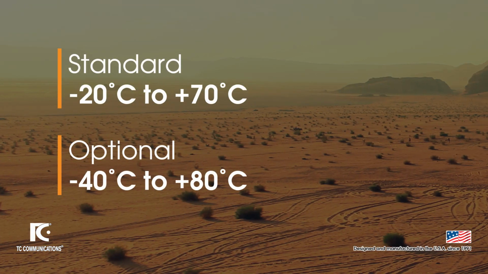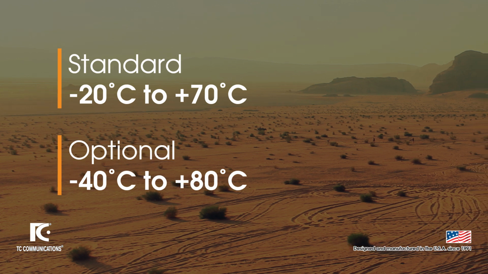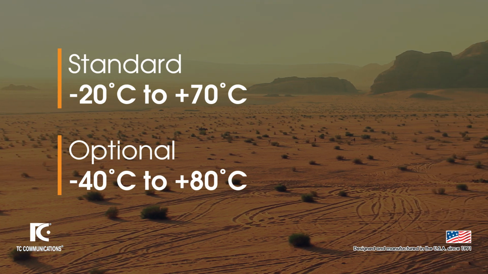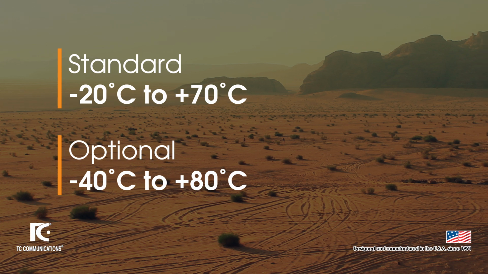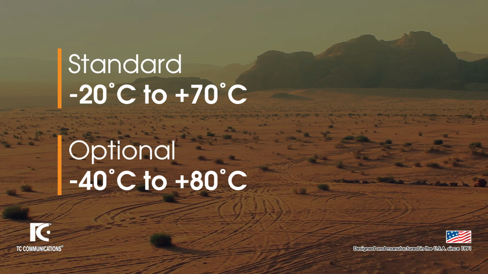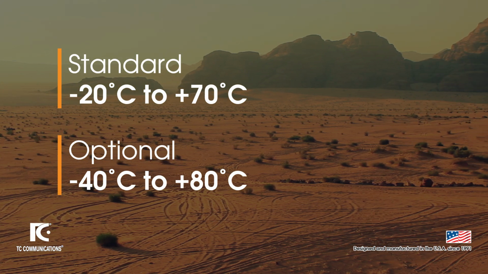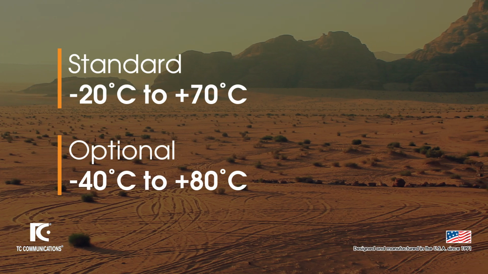As with all TC Communications products, the TC8618 can operate within a standard temperature range of -20 to 70 degrees Celsius, and an extended temperature option is available from -40 to 80 degrees Celsius.